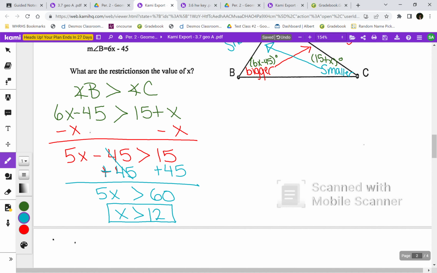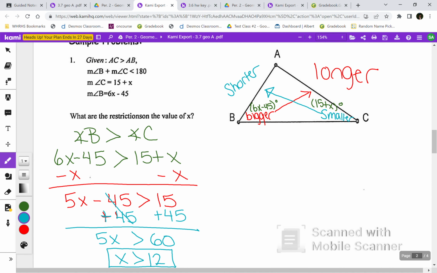Am I done with this problem? No. So we found a number x has to be greater than. Now I have to find the number x is less than. Go back to the given. Didn't it tell us angle B plus angle C is less than 180? Yeah, that's going to be our next restriction.